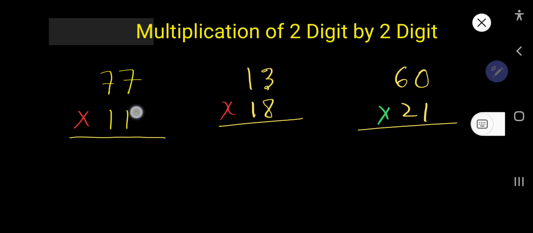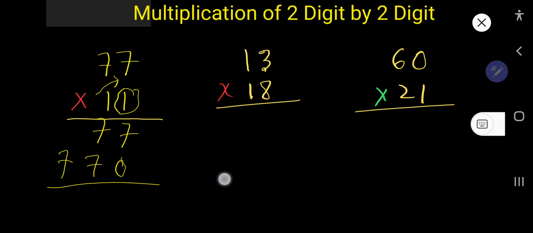So let's start with this one. 1 times 7, 7. 1 times 7, 7. Now you need to multiply by this one. This one is in the tens column, so the ones column will have 0 as a placeholder. 1 times 7, 7. Then 1 times 7, 7.